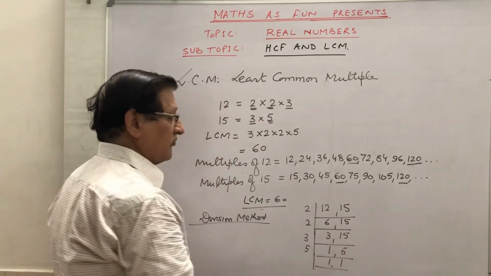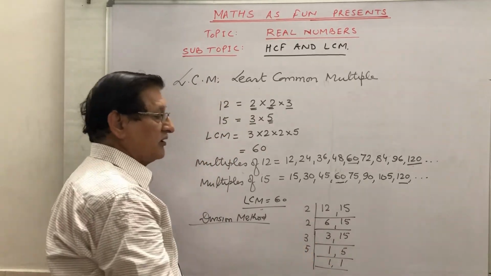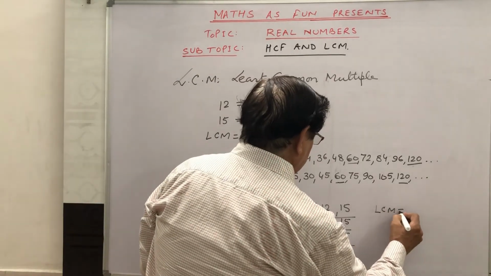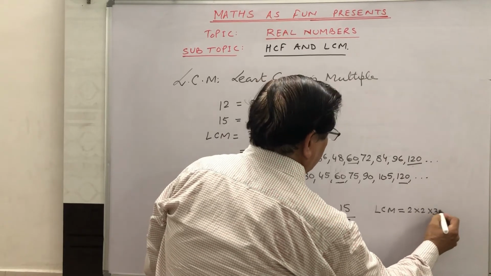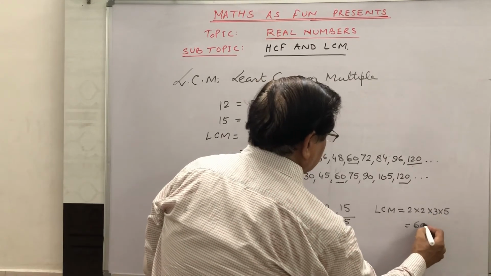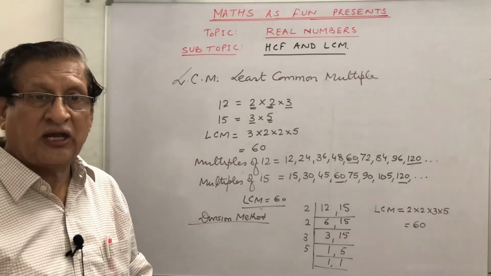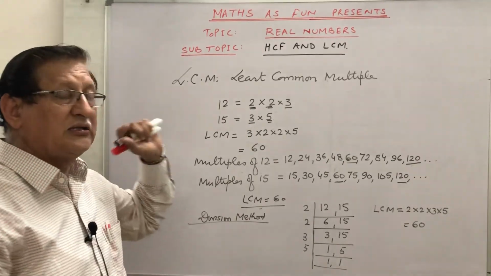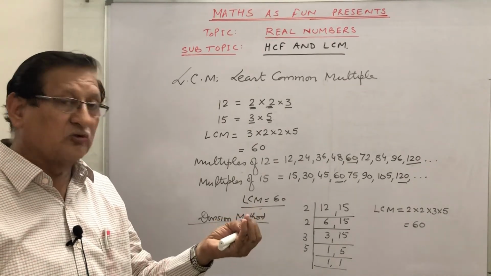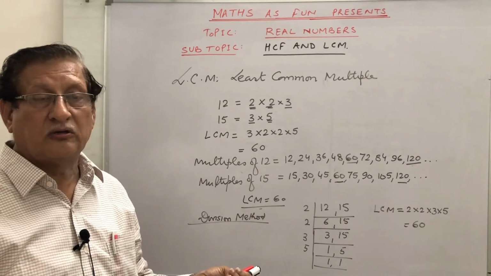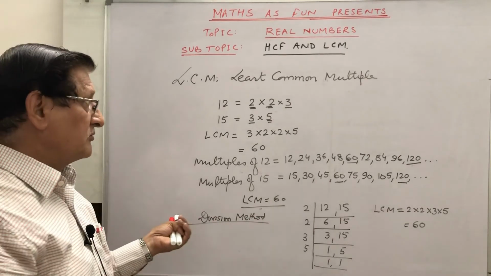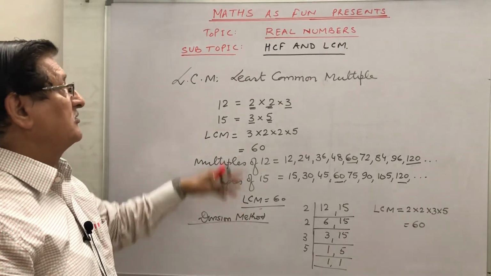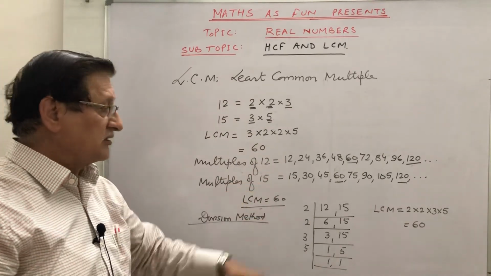And when we get 1 for both, then these numbers which are coming here, the multiplication of them gives you the LCM. LCM is 2 into 2 into 3 into 5, and again you are finding the LCM is 60. So like this we can understand the difference between the LCM and HCF. I have told you 3 methods of finding the HCF. One was Euclid's division method, another was long division method, and third was factorization method. Same way finding LCM, I have told you 2 methods. One is factorization method, another is division method.